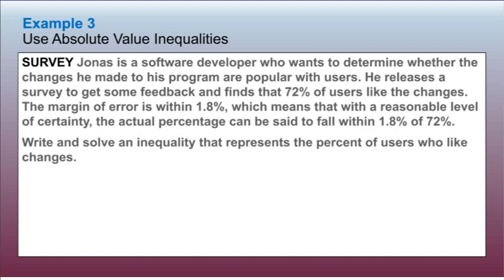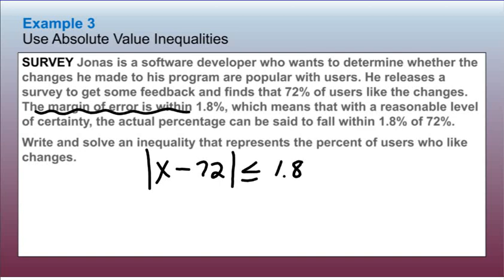Write and solve an inequality that represents the percent of users who like the changes. So if we want to find the maximum and minimum, x is going to be the maximum and minimum. And if we take the maximum and minimum and subtract 72 from it and find the absolute value, how do I know it would be an absolute value? Because when they're giving you margin of error, that means it can go above and below the percent that they're giving you, which is 72. And this has to be within 1.8%. So within 1.8 means less than or equal to. So this would be my inequality.